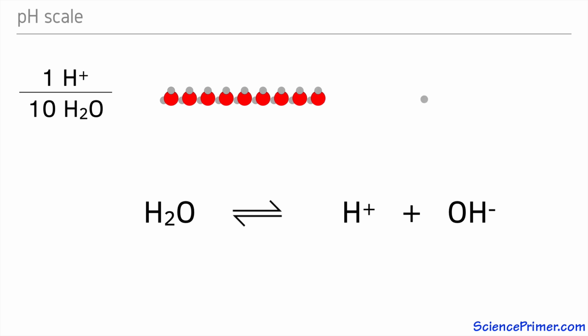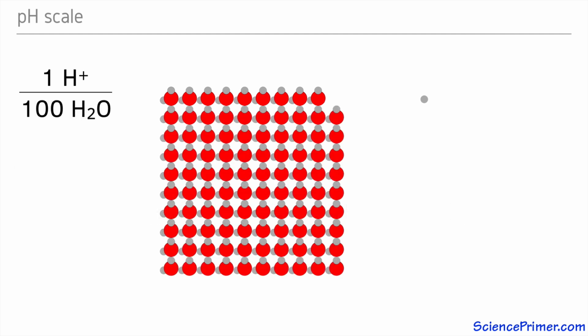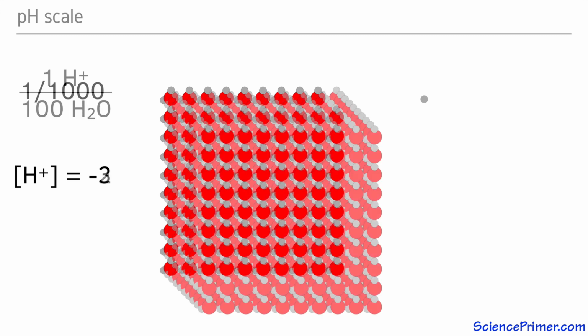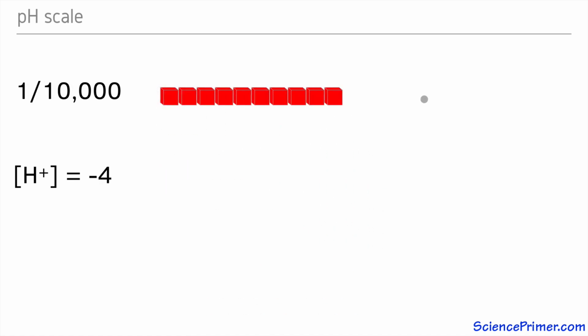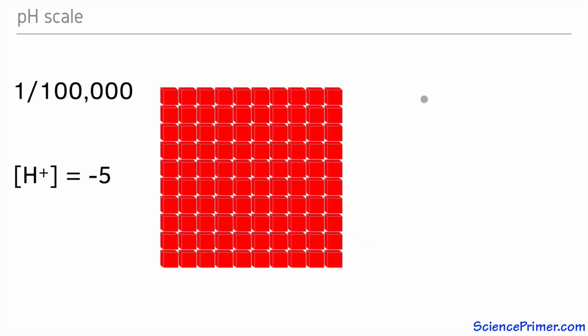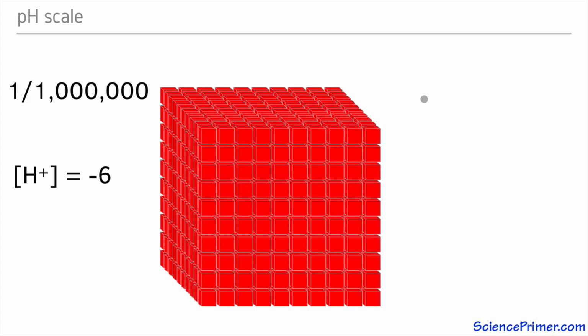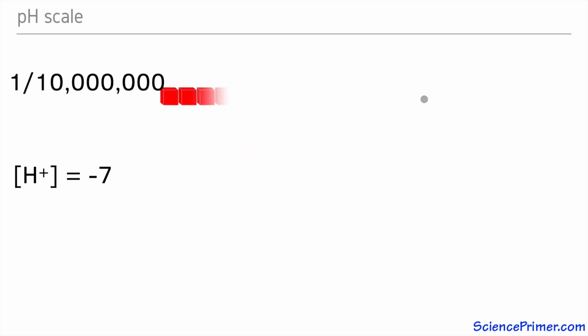Getting back to pH, consider a solution of water that at equilibrium contains 1 hydrogen ion for every 10 water molecules. The log of the hydrogen ion concentration in this solution is negative 1. If the concentration was 1 hydrogen ion per 100 water molecules, the log of the hydrogen ion concentration would be negative 2. 1 in 1,000 would give a log hydrogen ion concentration of negative 3. 1 in 10,000 would be negative 4. 1 in 100,000 would be negative 5. 1 in 1 million would be negative 6. And 1 in 10 million would be negative 7.